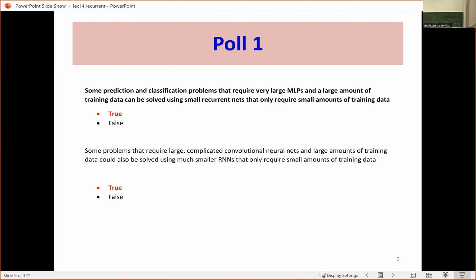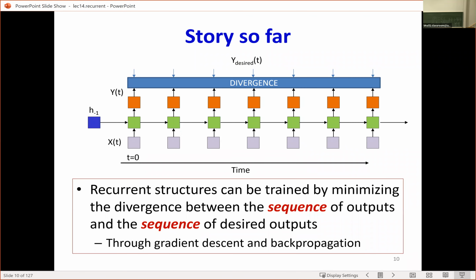Here it is. Some prediction and classification problems that require very large MLPs and large amounts of training data can be solved using small recurrent networks which need tiny amounts of training data to learn, right? We just saw this. And something that requires very large, complicated convolutional neural networks can also be done very simply using recurrent neural networks. We saw this in the last class. So here's our story so far. Recurrent networks are good at analyzing series problems or problems that can be cast as series problems. They can be trained by minimizing the divergence between the sequence of outputs that you get and the target sequence of outputs. This too we saw in the last class.